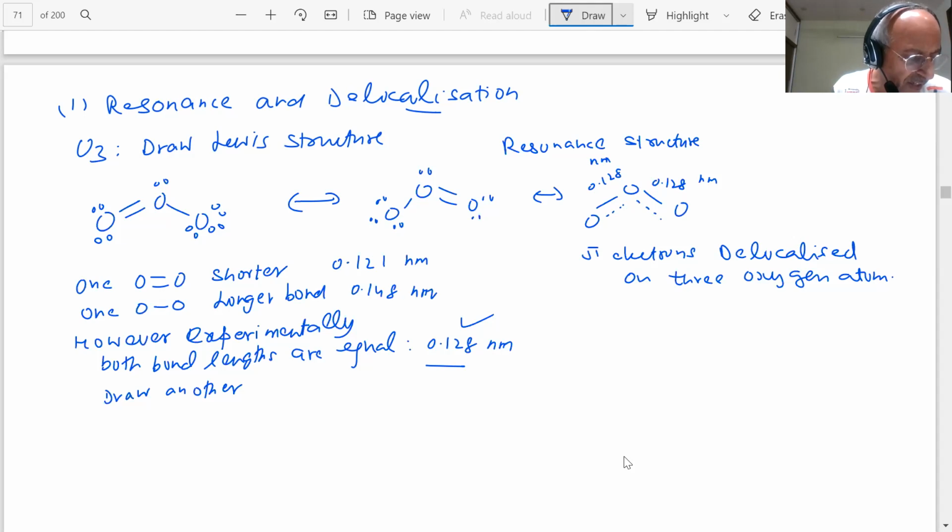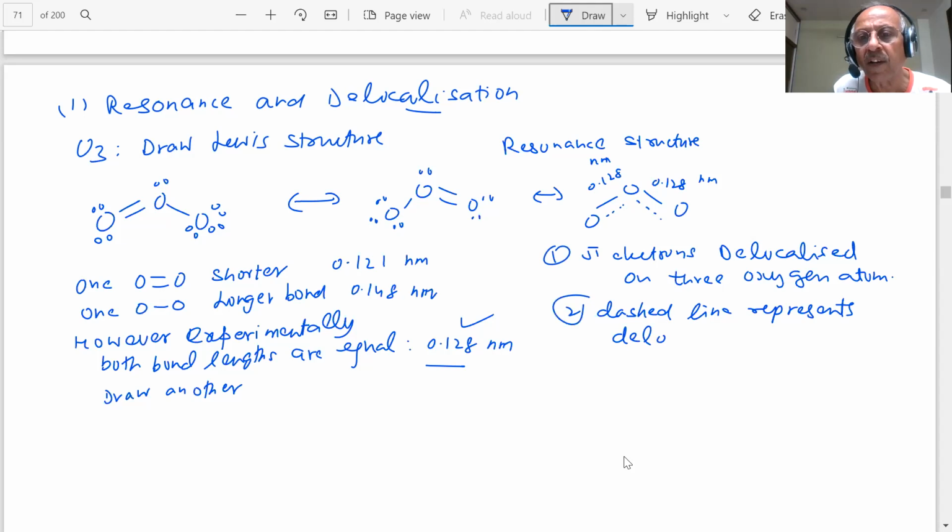Two equivalent representations of the delocalization in the ozone molecule. Dashed lines represent the delocalization of the electrons. So these two electrons of the pi bond are not fixed on this, but they are delocalized. They are on all the three atoms. That's what we are talking about.